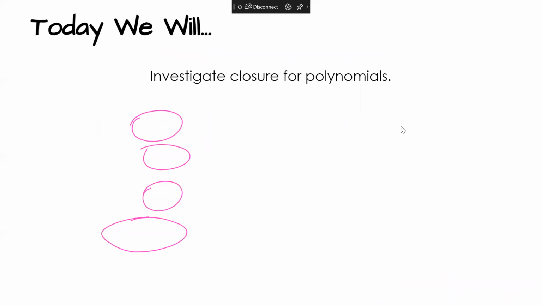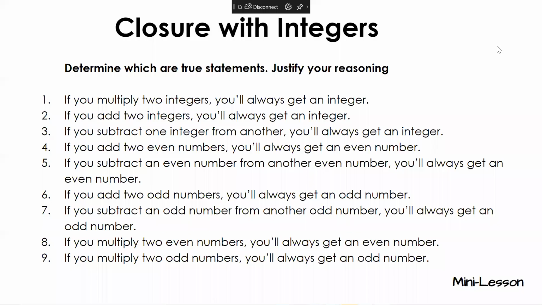So today we are going to investigate closure for polynomials. So what I would title your page is Closure for Polynomials. Yes, sir. I'm gonna have the YouTube stuff. Just pay attention. I do not want you to write down every single word. I'm gonna try to summarize it for you in just a second. You're gonna notice a pattern in a second.